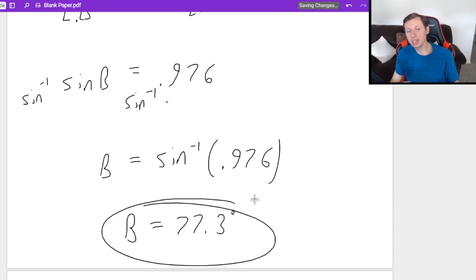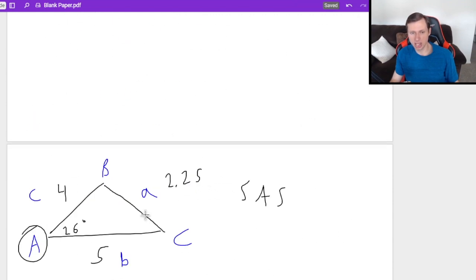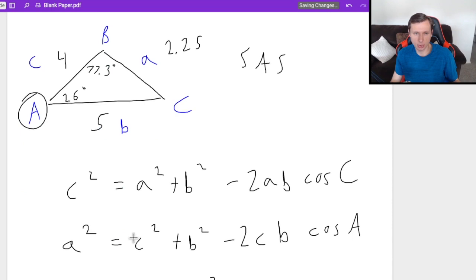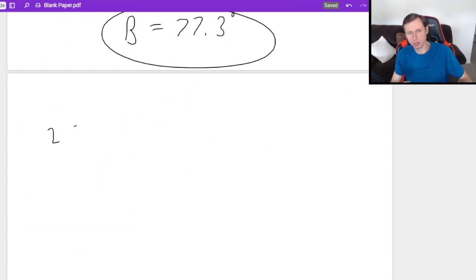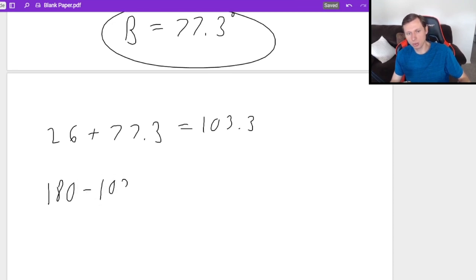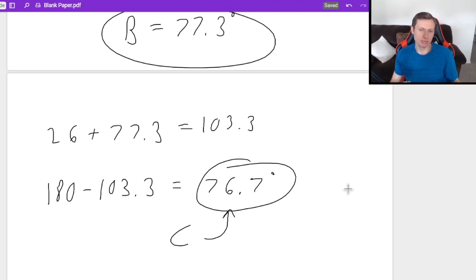And if you want to know the easiest way now to find the last angle, which is angle C, now that we know this is 77.3 degrees, well, we know that all triangles have to add up to 180 degrees. So, in other words, 26 plus 77.3, that's going to be 103.3. And then I'm saying 180 minus 103.3 is going to be 76.7 degrees, and that's my angle C that I was missing. And there we go, we just solved the triangle. How much fun was that? Don't actually answer that question.